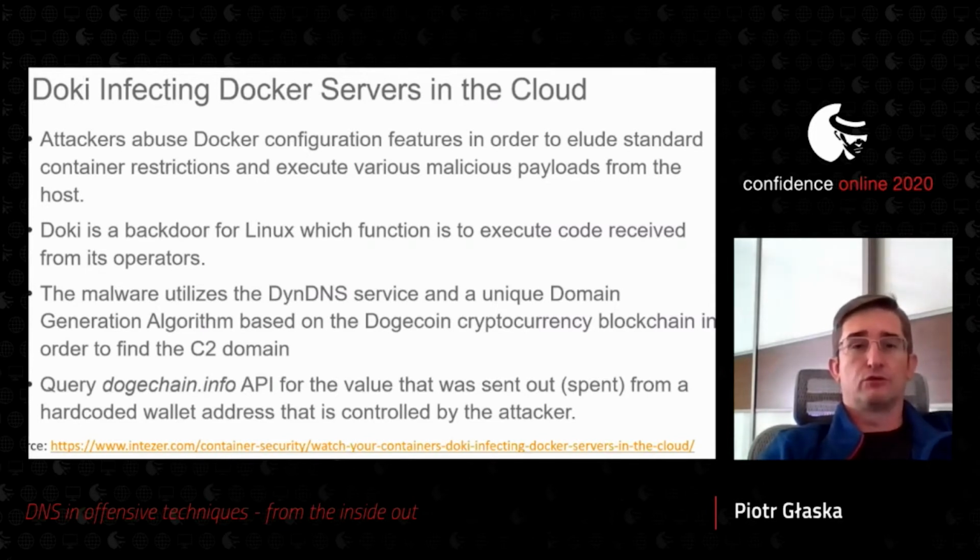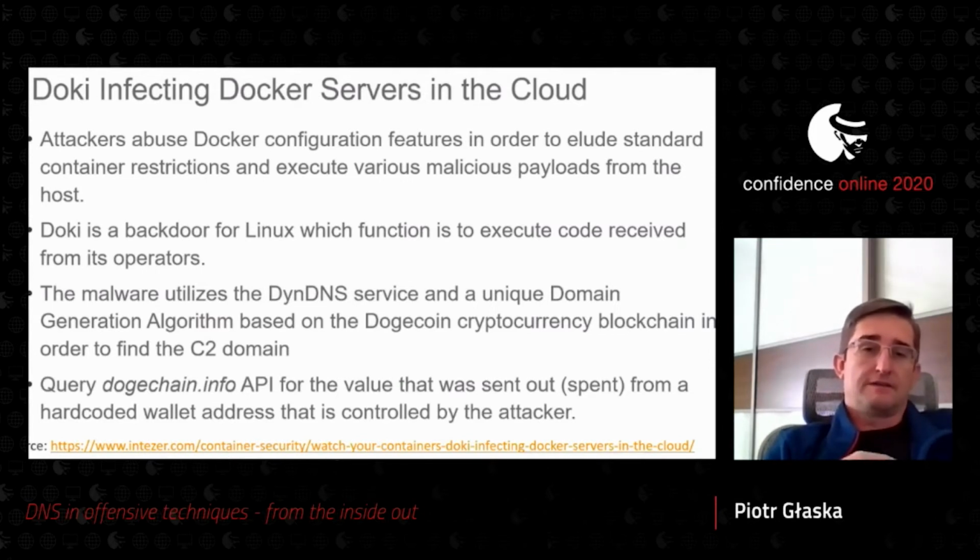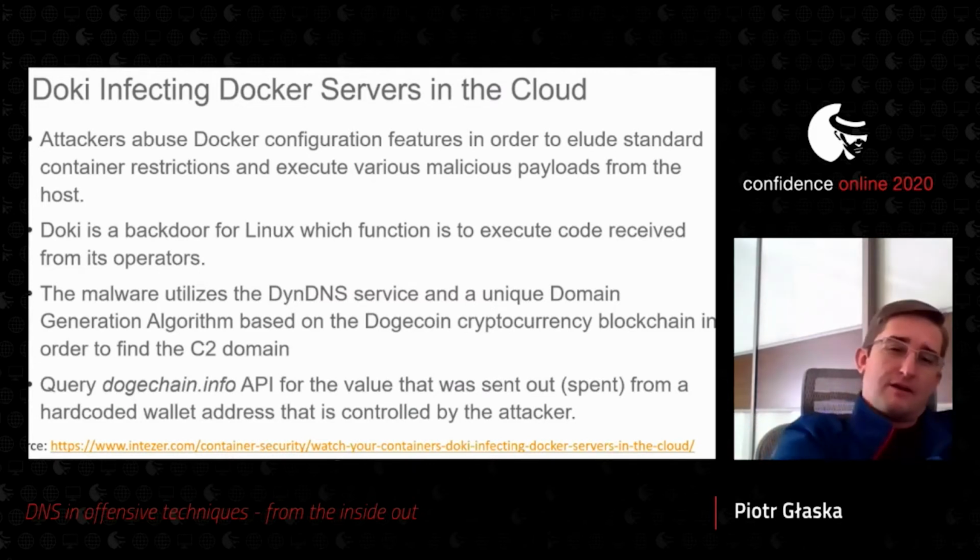Basically, to get the domain name of the C2 server, the malware was sending a query to the blockchain.info API, asking about how much money was spent from a hard-coded wallet address. And this wallet was controlled by the attacker. So the attacker was generating a domain name just by spending some money from this wallet. And then the malware was accessing information about how much money was spent through the API call. And based on that, it was generating a domain name.